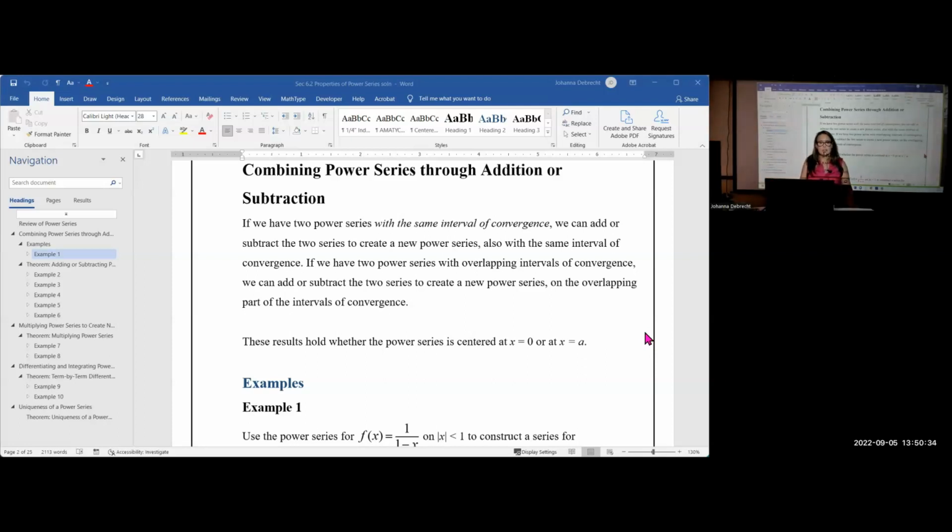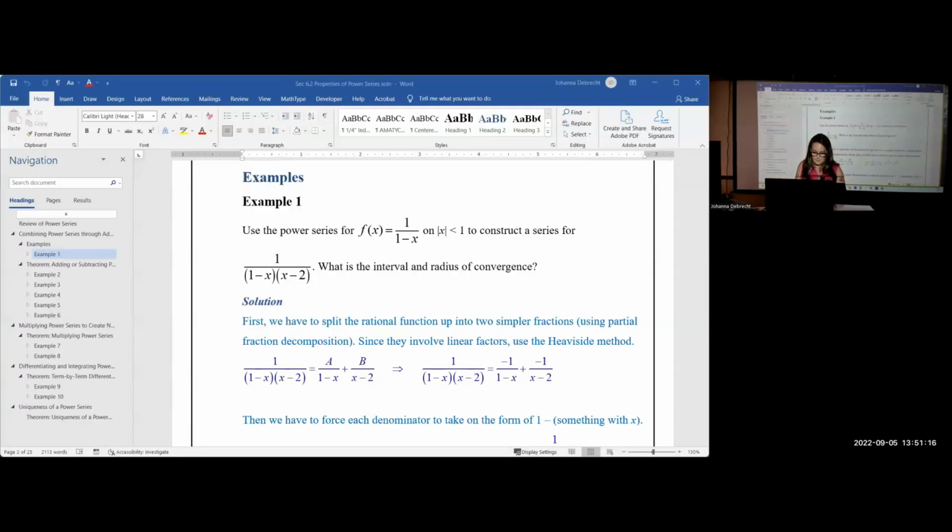So let's take a look now at example 1 and see how to apply this information. So we want to start with example 1, which is a more complicated example. And so I've written out the solution ahead of time. Remember to have your controller handy in case you need to pause the video.